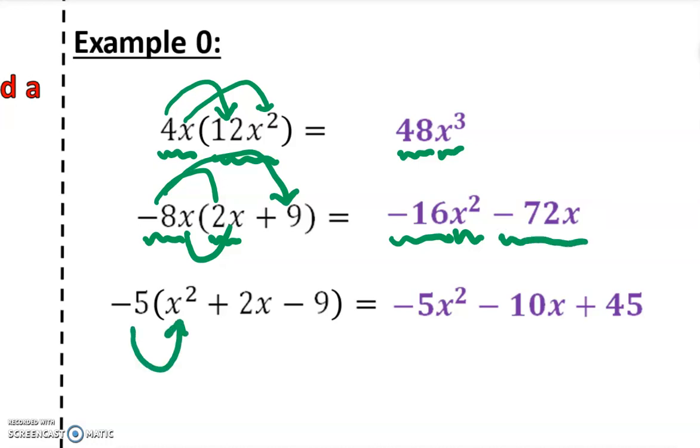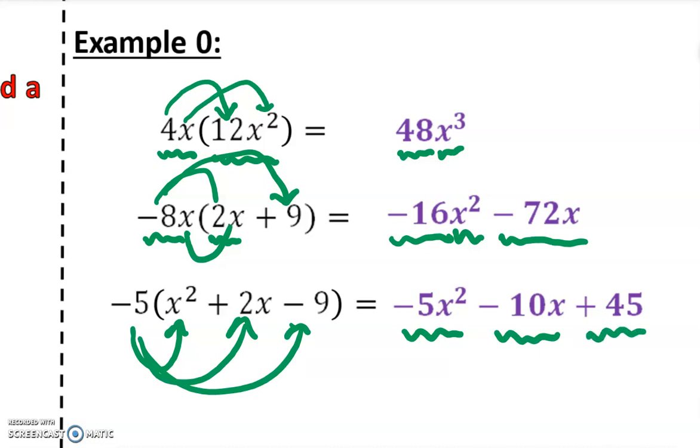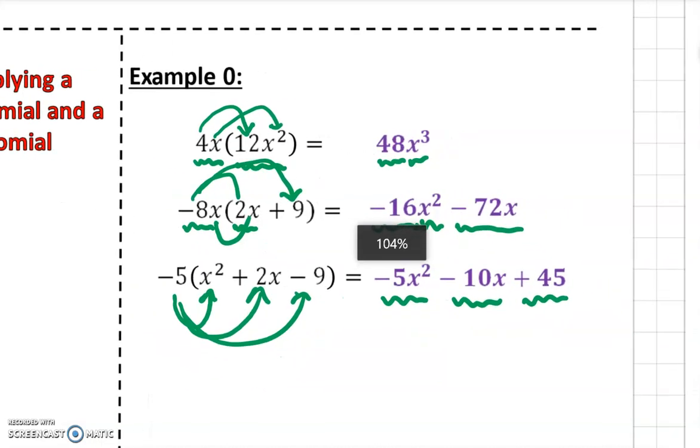Negative 5 times x squared, negative 5x squared. Negative 5 times 2x, negative 10x. Negative 5 times negative 9, positive 45. These are all examples of the distributive property and monomials multiplying another monomial. In the second example, we have a binomial, and the third, a trinomial.